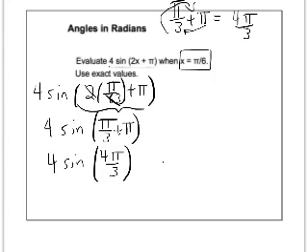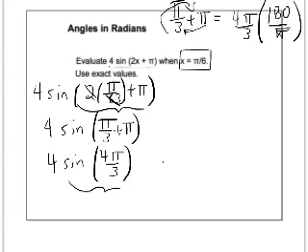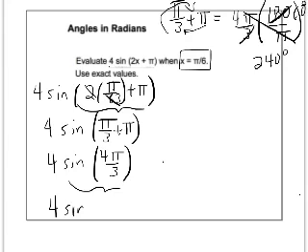So now you have to go and find the sine of 4 pi over 3. Well, go ahead and convert 4 pi over 3 to degrees. Remember how you do that? You multiply by 180 over pi. So remember, those are going to knock out. 3 goes in 180 60 times. So 4 times 60 is 240 degrees. So what you really have to find is 4 times the sine of 240 degrees.